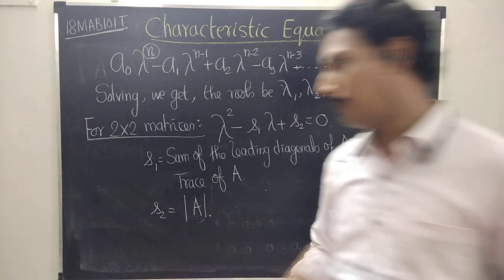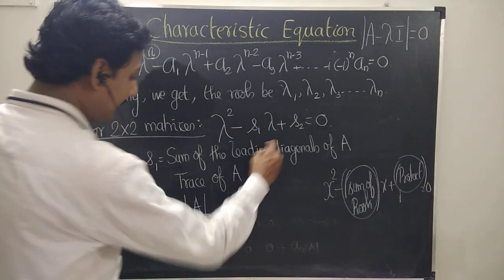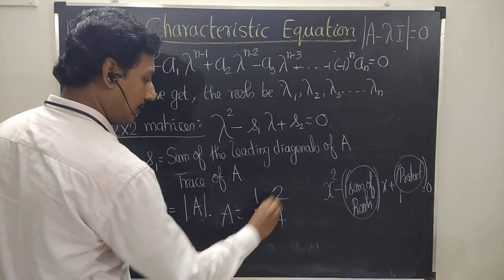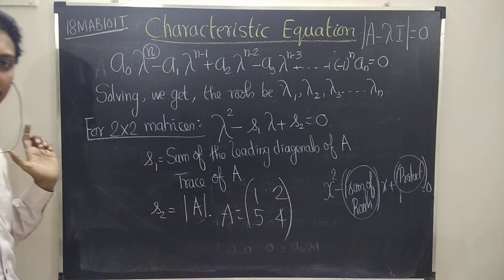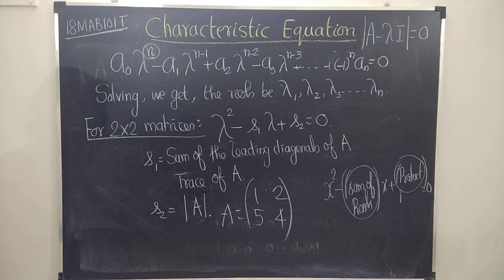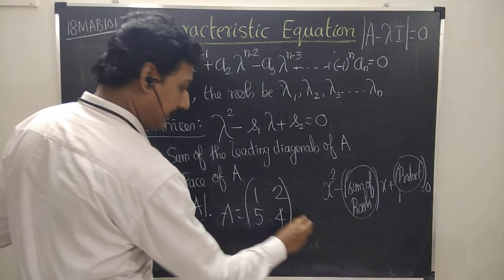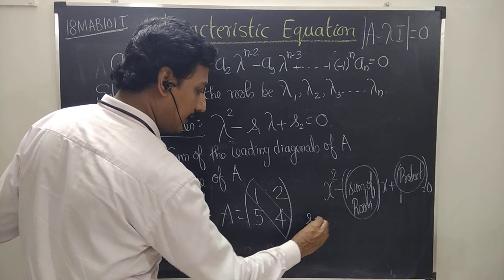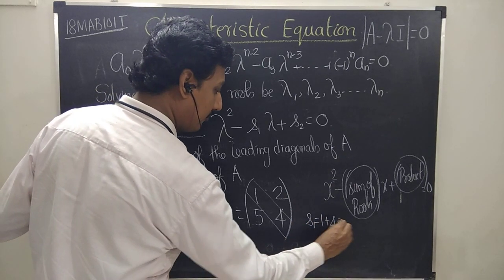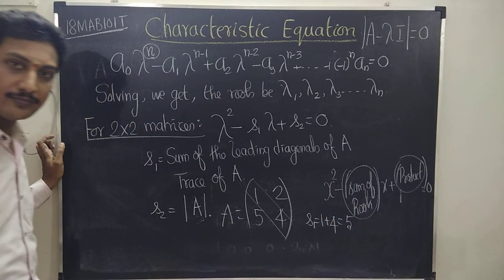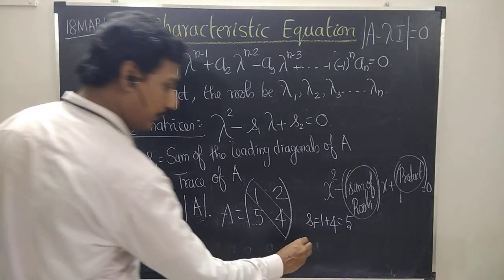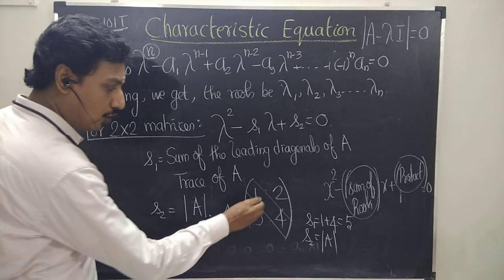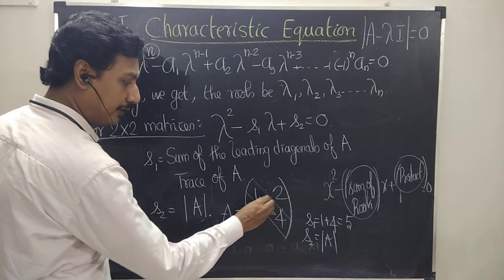Now I consider a 2 by 2 matrix. Can you tell me what the characteristic equation will be? For example, A is equal to 1, 2, 4, 5. This is my example for a 2 by 2 matrix. Can you tell me what S1 is? S1 is the sum of the leading diagonal elements, so S1 is equal to 1 plus 5, which is 6. Isn't it? What about S2? S2 is the determinant of A. What is the determinant of A? 1 into 5 is 5, minus 2 into 4 is 8.